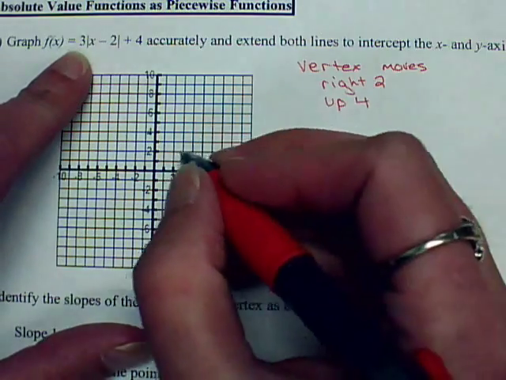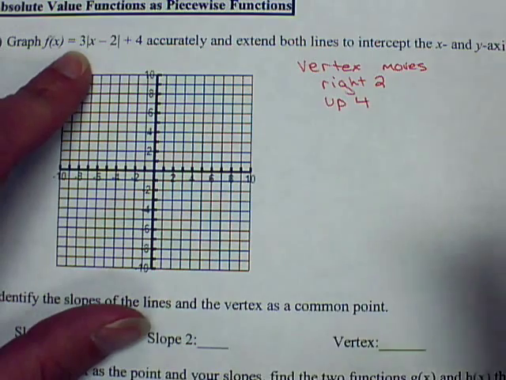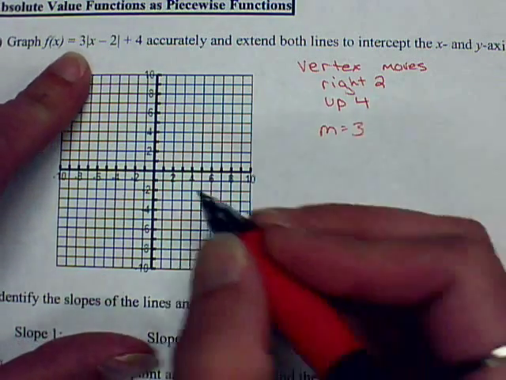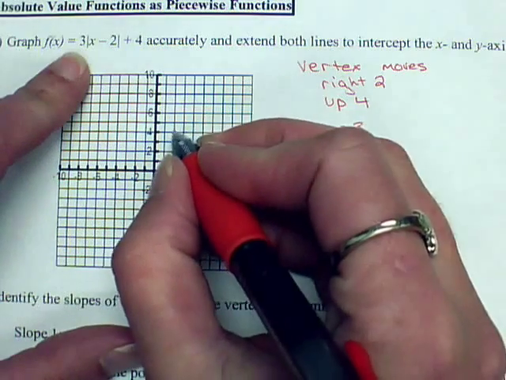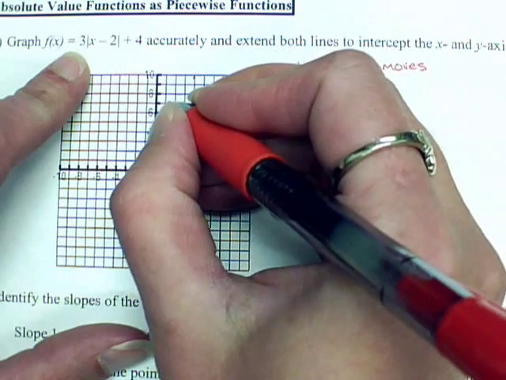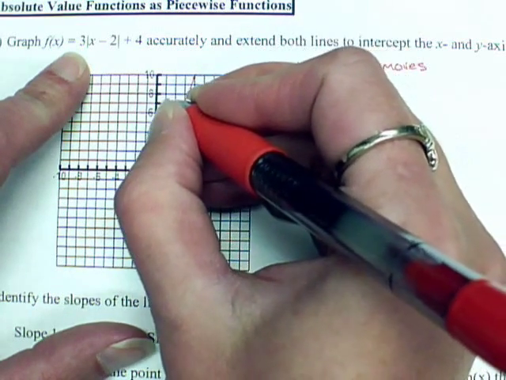The 3 kind of gives me how steep those arms of the V are. It gives me basically a slope of 3. So right 2, up 4. Slope of 3 would be here, here. And then the other side is always a mirror image.